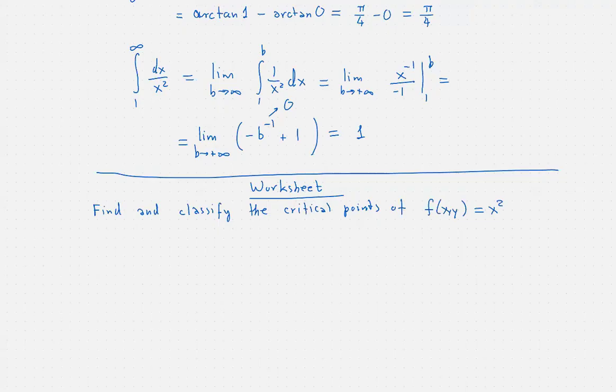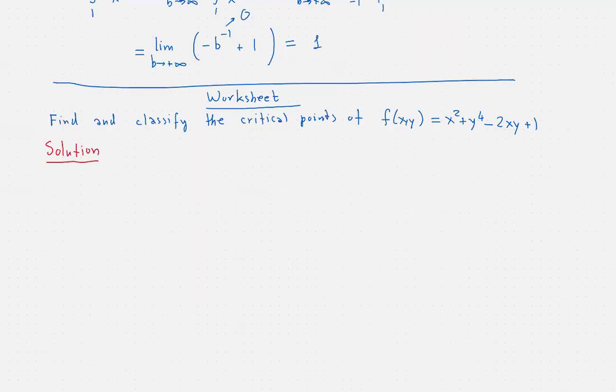minus 2xy plus 1. I'm not sure why we insert this plus 1. It's completely irrelevant. But in any case, let's solve the problem in its current form without complaining. So what we need to do is find the critical points. And we find the critical points by taking the partial derivatives and setting them equal to 0.